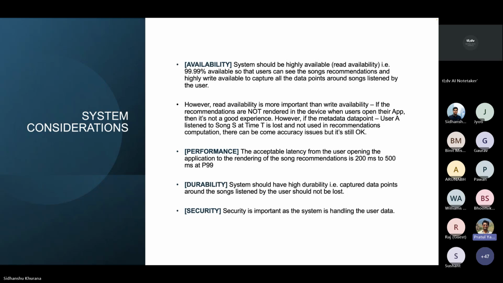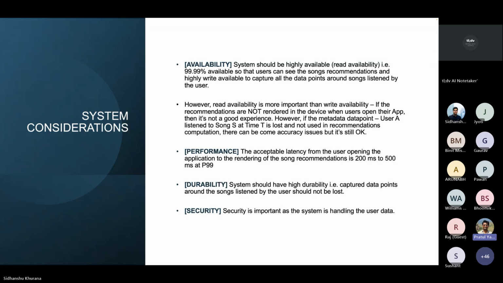Whereas, can we take a little discount on the write availability? Let's say we are listening to 15 songs a day, and one of these data points might not be captured into our systems. Is it still okay? We are not saying that we are not designing a system that way, but it would still be okay. So one good way to say it is maybe I want a read availability of 4 nines, but maybe the write availability should be 3 nines, and that should be fine.